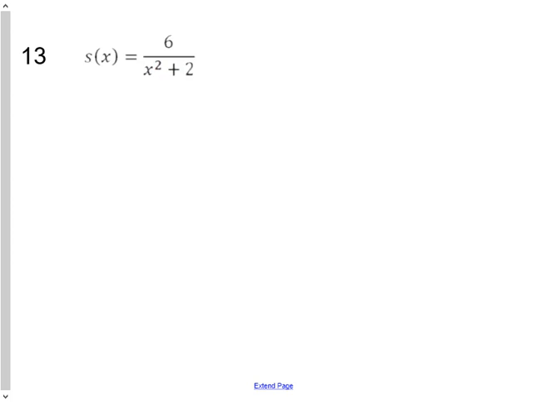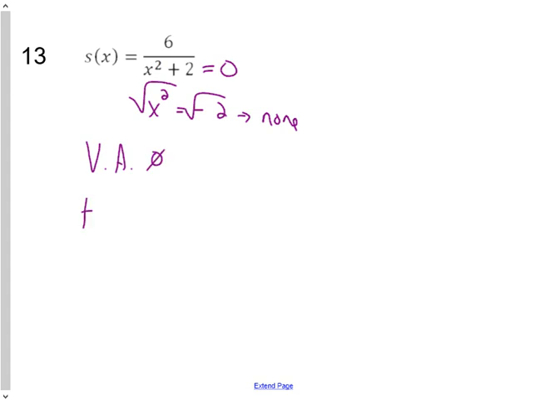So next one, x squared plus 2 equals 0. That's not going to happen, right? x squared equals minus 2. We're going to have an imaginary number here, so that's not going to happen. So there's going to be none. So vertical asymptote, none. Horizontal asymptote is 6 over x squared. Denominator is going to win that one, so then y equals 0.